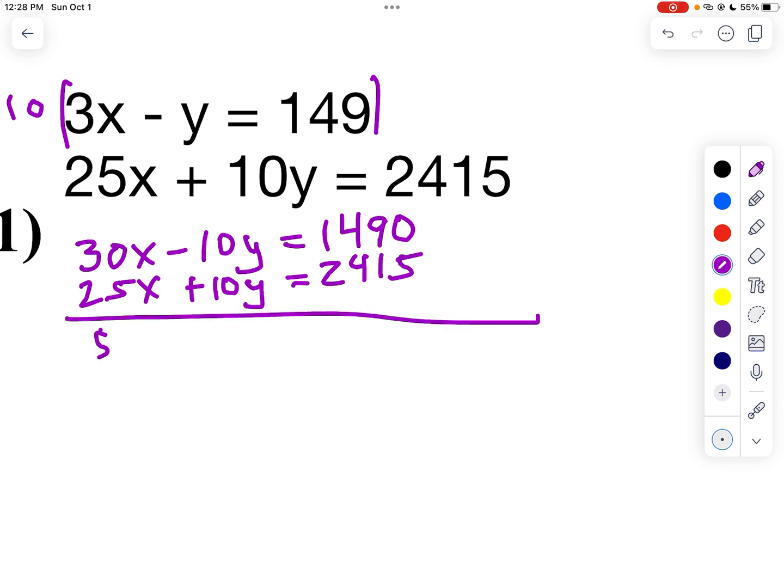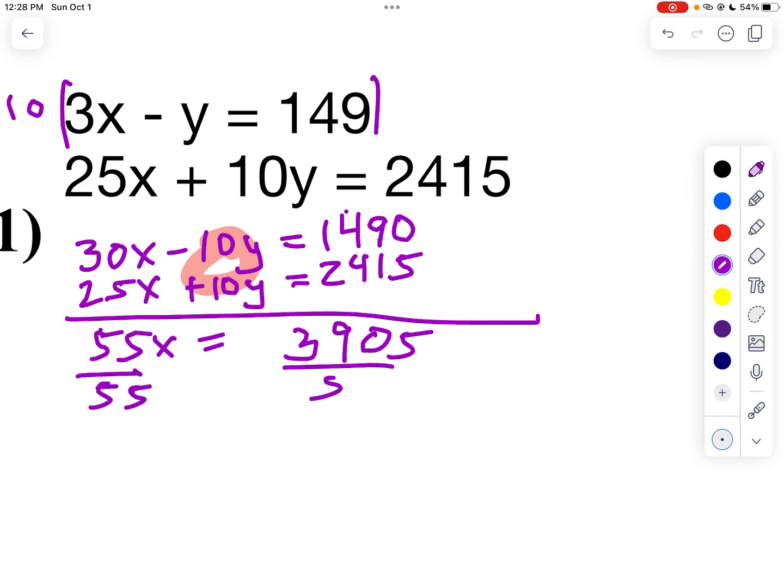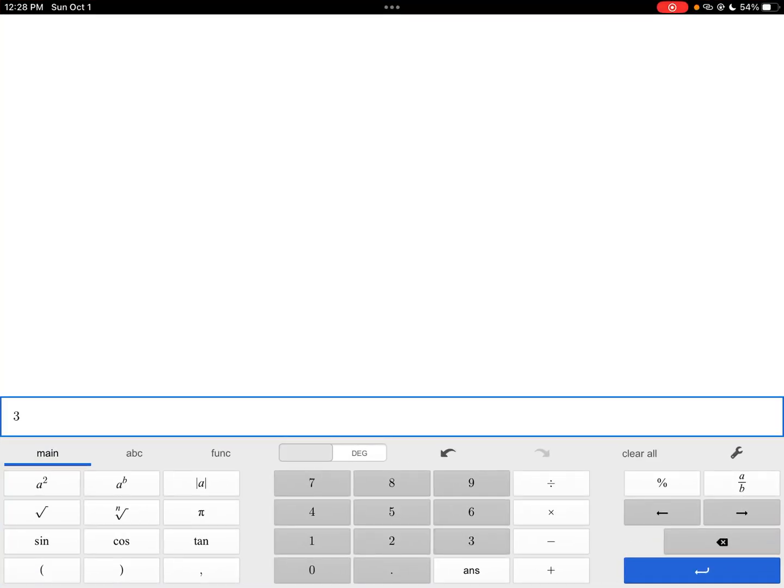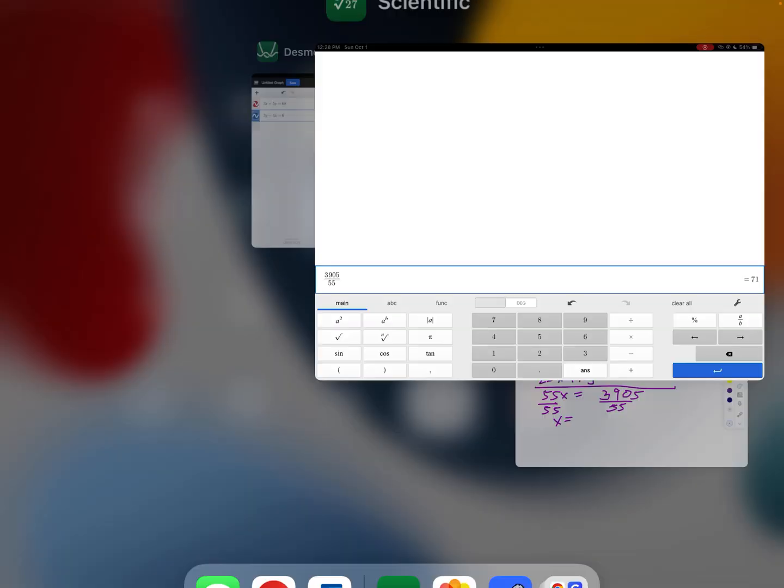Well, I add them up, I get 55x. Notice what I wanted to happen, my y's are going to cancel out. And then we're going to add 1490 and 2415. So 9 plus 1 is 10, 5 plus 4 is 9. So I get 3905. To solve for x, I will divide both sides by 55. 3905 divided by 55 gives me 71 for x.